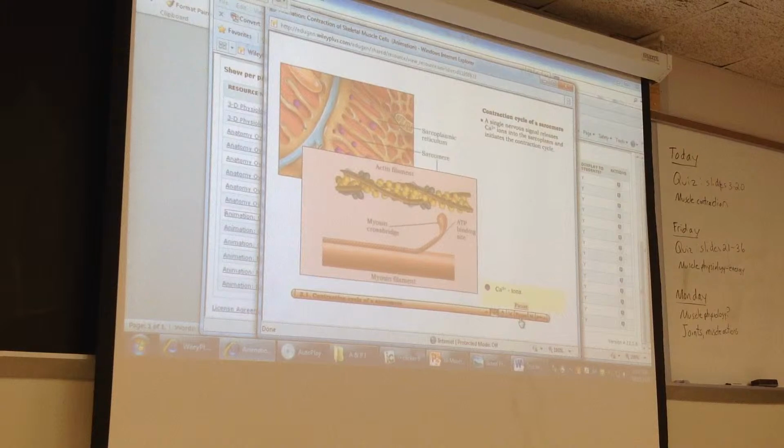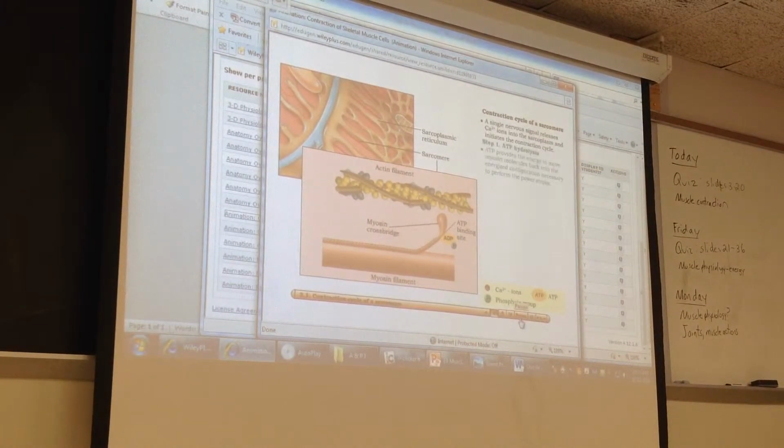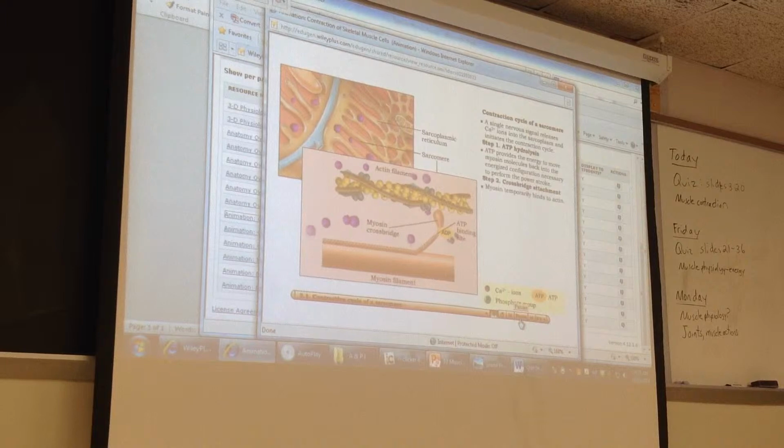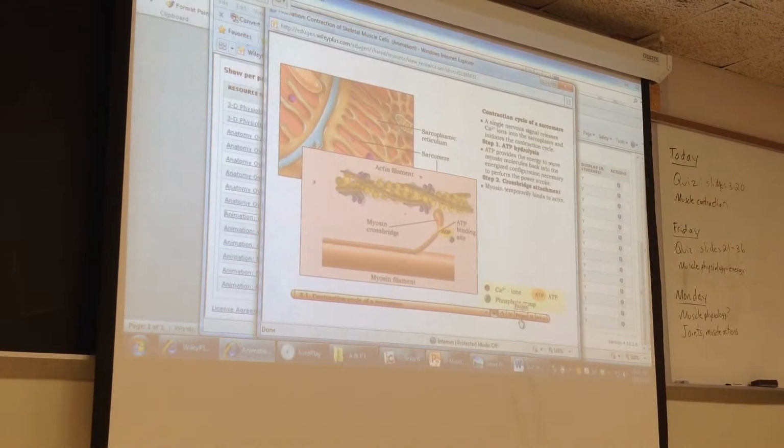A single contraction cycle consists of four steps. First, ATP, attached to the myosin crossbridge, must be hydrolyzed to provide the energy needed to move the myosin protein. Second, actin and myosin filaments temporarily bind together.